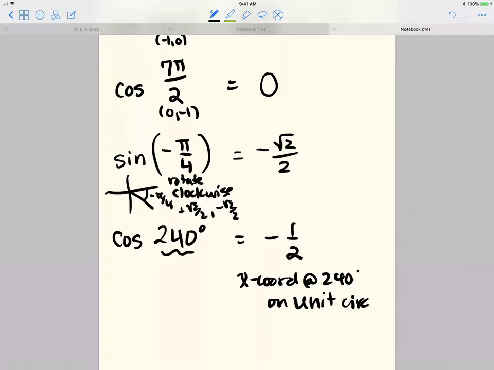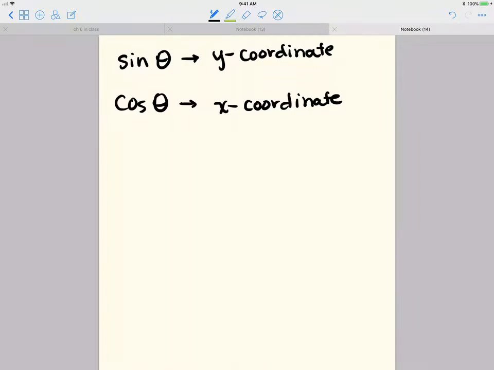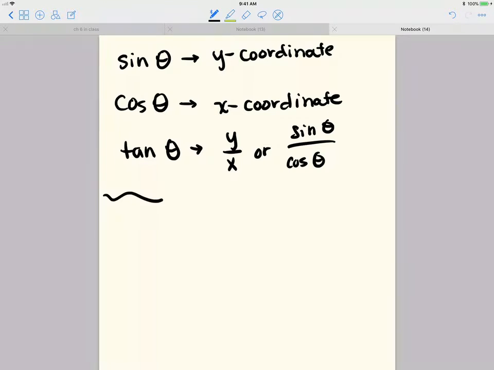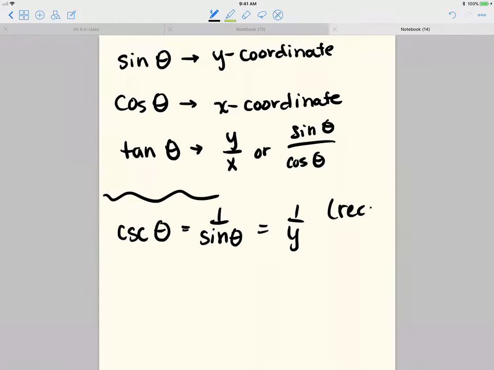So sine and cosine are pretty straightforward. Sine's the y value, cosine is the x value, right? So then we introduced tangent. So tangent is the ratio of the y over the x coordinate, or sine of the angle over cosine of the angle. And then after that, we introduced the other three trig functions, which were just reciprocals of the first three. So cosecant of the angle is just 1 over the sine. So you just take 1 over the y coordinate. So it's just the reciprocal of the y coordinate.